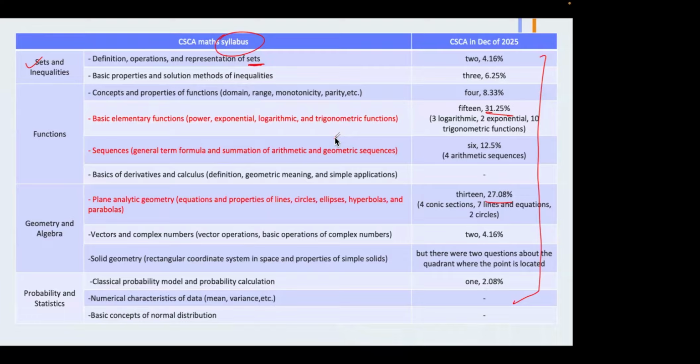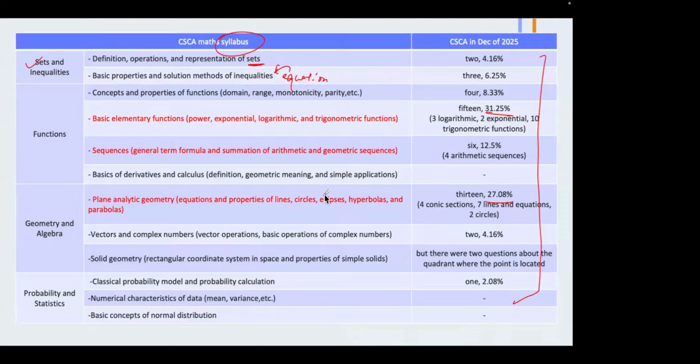The second part is about basic properties and solution methods of inequalities. This part actually goes back to your equation, especially for your quadratic equation. So it's actually a transition from your equation to your inequalities, okay? Majorly, you have to learn about how to solve quadratic equation and make transformation into quadratic inequalities, okay?